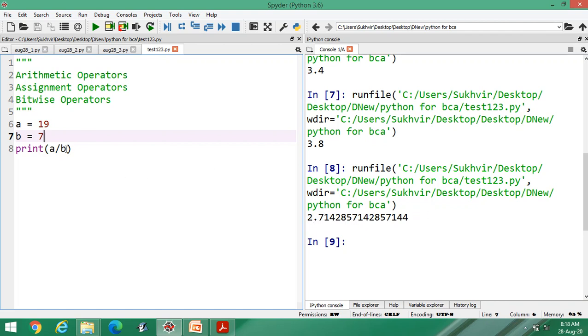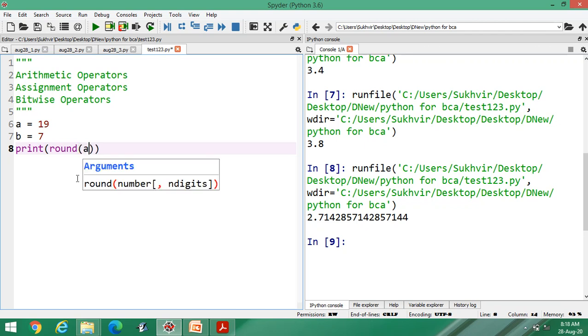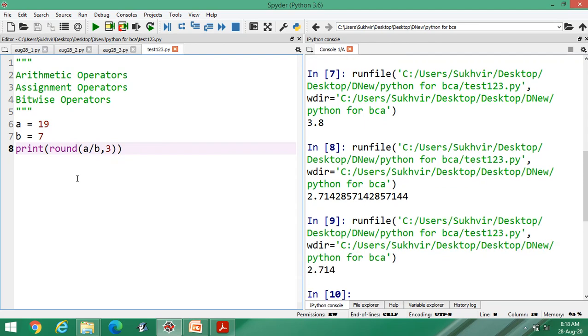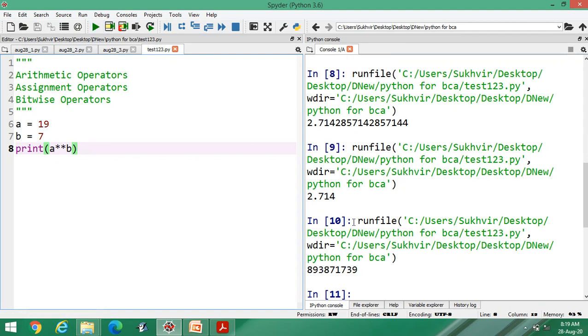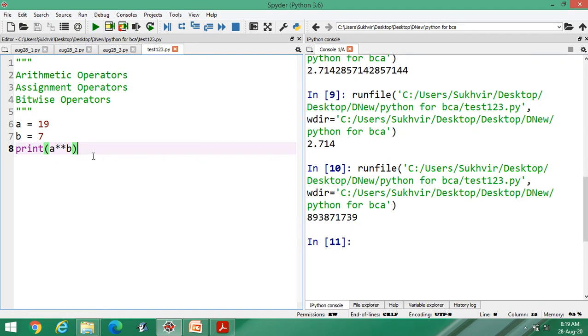Some decimal values are there, but with the help of round, you can control the decimal value. Round a divided by b. Suppose I have to display the values up to 3 places of decimal, then you can control it like this: 2.714. With the help of round, you can control the values. Suppose I write here a, then b, like this. It means 19 to the power 7 can be calculated.